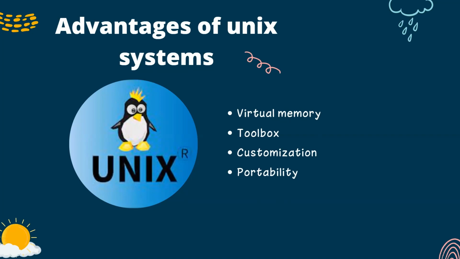The next one is customization. Unix has the ability to chain various utilities and commands together in an unlimited number of configurations in order to accomplish a variety of complicated tasks. The last one is portability. Unix is available for use on a variety of different types of machines, making it one of the most portable operating systems in existence. Next one, please.